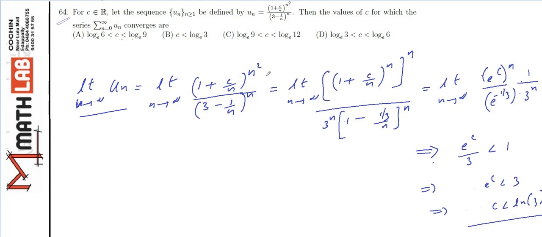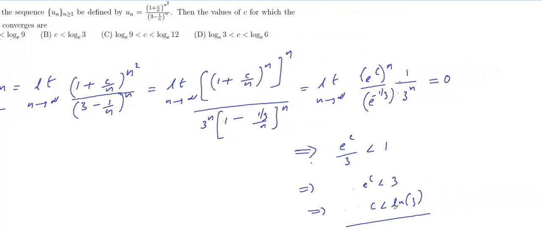I mean n times n is n square, right? And here you can take out this 3, so (1 plus c by 3n) to the power n, all to the power 3. As n goes to infinity, this is a standard limit, and this is e to the power c, and this is e to the power minus 1 by 3 times 3 to the power n. Still there is a term like (e to the power c by 3) the whole to the power n, such a term is also there.